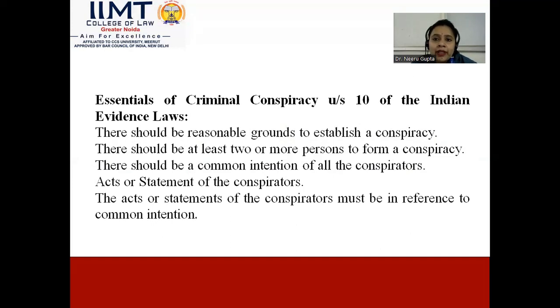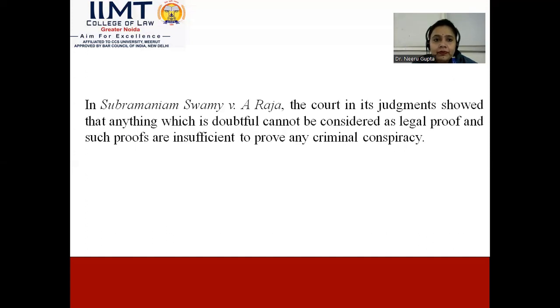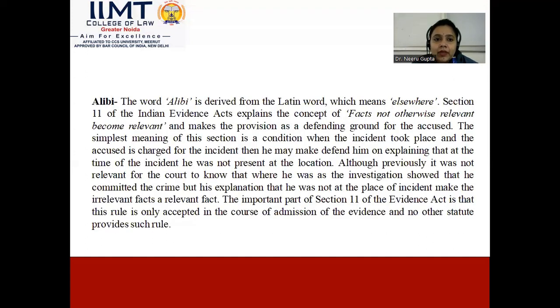Essential features of criminal conspiracy. There should be a reasonable ground to establish a conspiracy. There should be at least two or more persons to form a conspiracy. There should be common intention of all the conspirators. Alibi. Section 11 talks about the alibi. The word alibi is derived from a Latin term which means elsewhere.